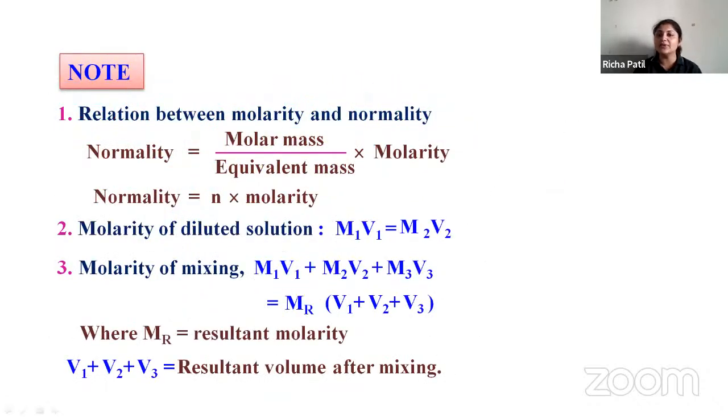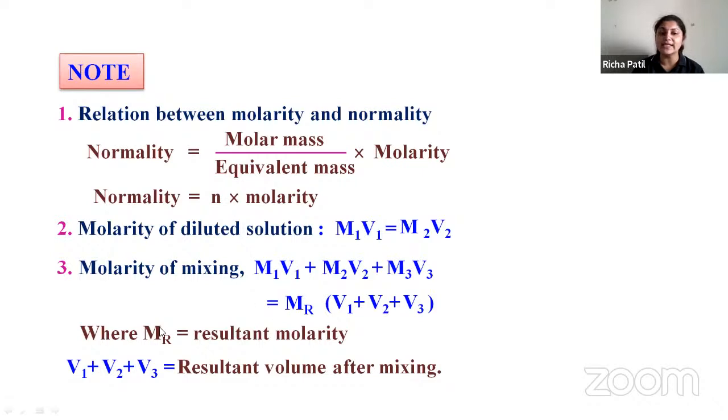So what is the relation between these different concentration terms? First we'll see the relation between molarity and normality. Normality is molar mass divided by equivalent mass, into molarity. Then the molarity of a diluted solution: if you want to calculate it, it is M1 V1 is equal to M2 V2.